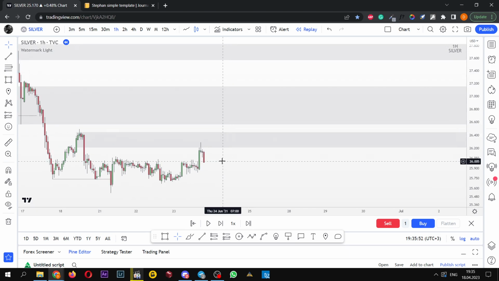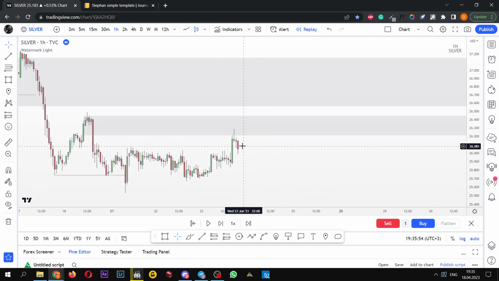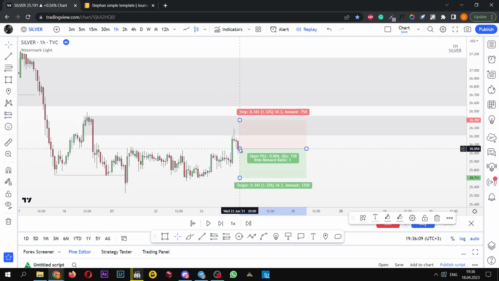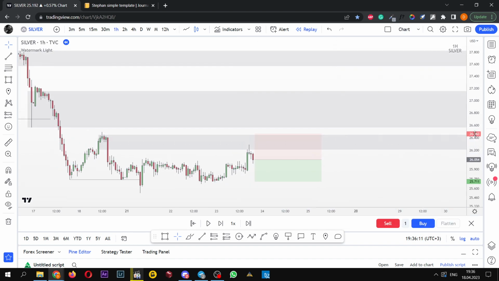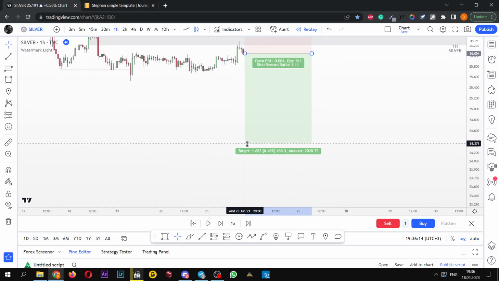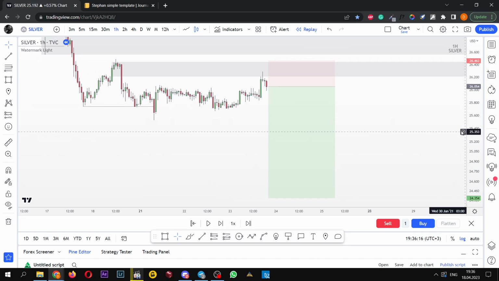Okay, we have a tap, and now basically this is an entry. However, I missed it. So now I need to decide either to go from here or wait until a small pullback happens and then enter from there. So for the sake of backtesting, I'm just entering from here, protecting myself. And again, while you are doing it, you need to have some kind of a plan.